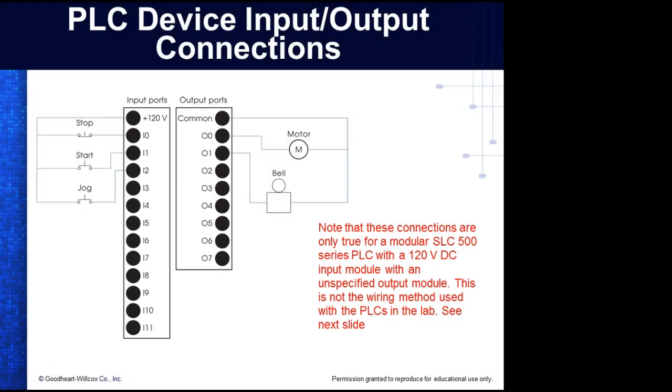Note that these conditions are only true for a modular SLC 500 PLC with a 120 volt DC input module with an unspecified output module. This is not the wiring method used with the PLCs in the lab. So that's what we need to look at. So what you're going to do on your lab book, they're going to show you this. You've got to mark that garbage out of there because that's not our PLC.